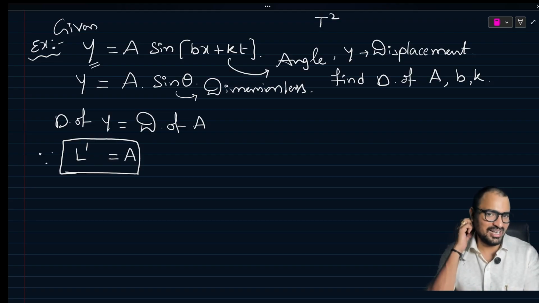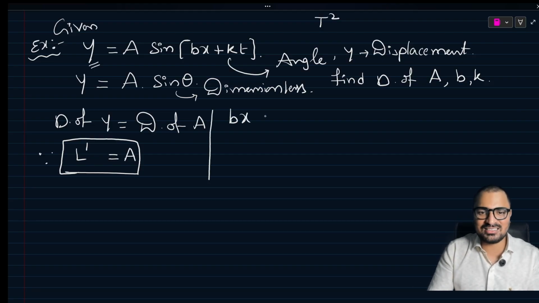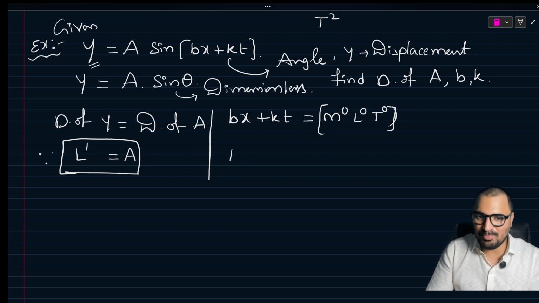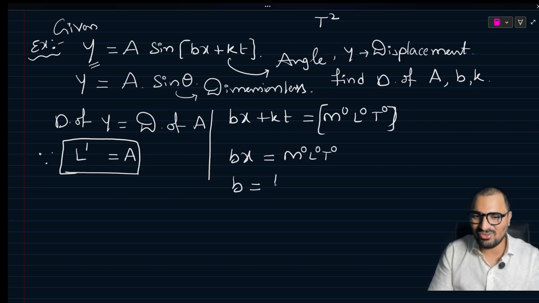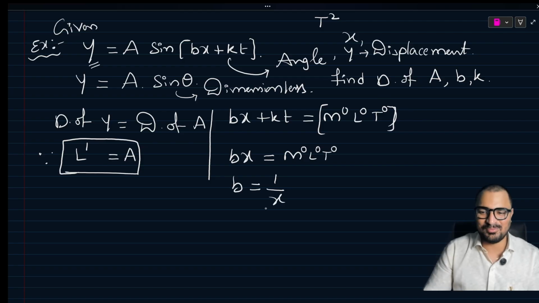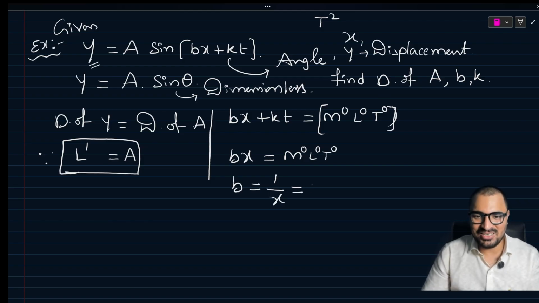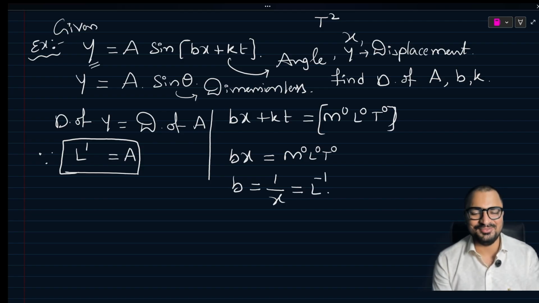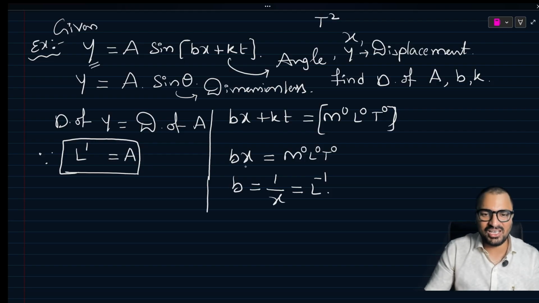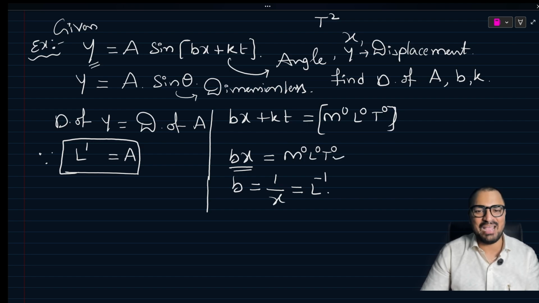Right? And we said already that bx plus kt is dimensionless, nothing but M0 L0 T0. That means bx has dimension M0 L0 T0, so the dimension of B is 1 by x. Here x and y are displacements, so the dimension of x is L1, and the dimension of B is L minus 1. Understood? Bx is M0 L0 T0 because it is dimensionless, then B is equal to 1 by x, which is L power minus 1.